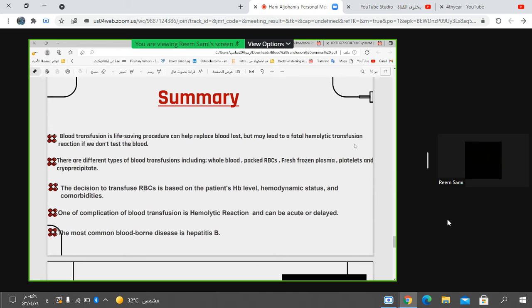Now let's go to the summary. As we know, blood transfusion is a life-saving procedure that can help replace blood loss, but may lead to fatal hemolytic transfusion reaction when we don't test the blood. There are different types of blood transfusion, including whole blood, packed RBC, fresh plasma, platelets, and the last one, cryoprecipitate. The decision to transfuse RBC is based on the patient's hemoglobin level, hemodynamic state, and comorbidity. One of the complications of transfusion is hemolytic reaction, which can be acute or delayed. And the most common blood-borne disease is hepatitis B.